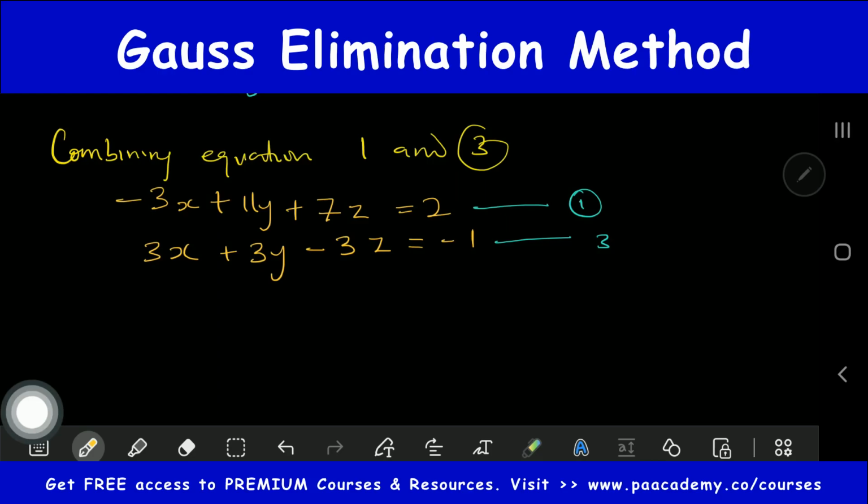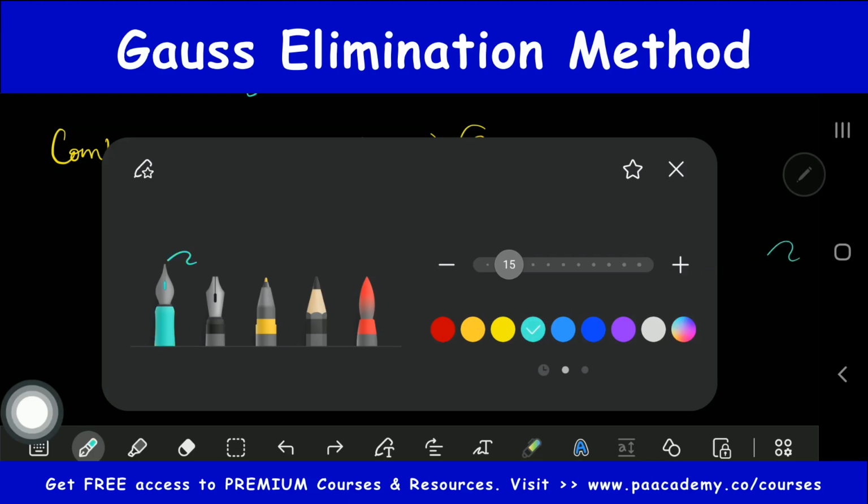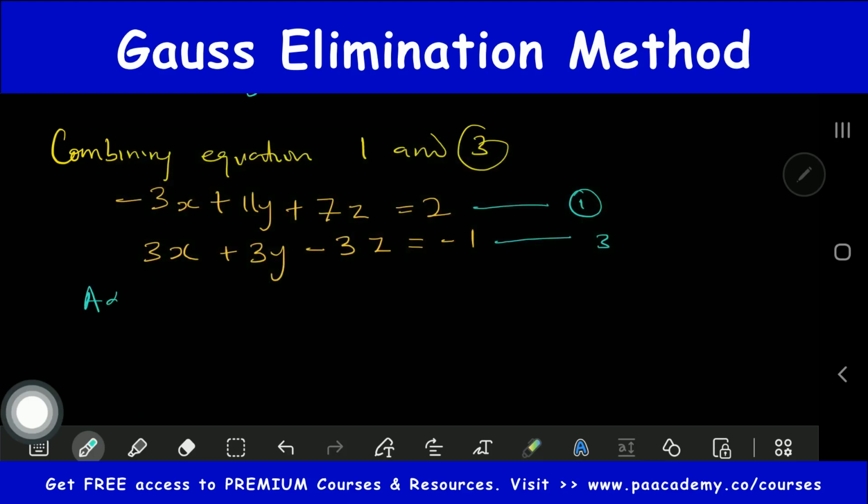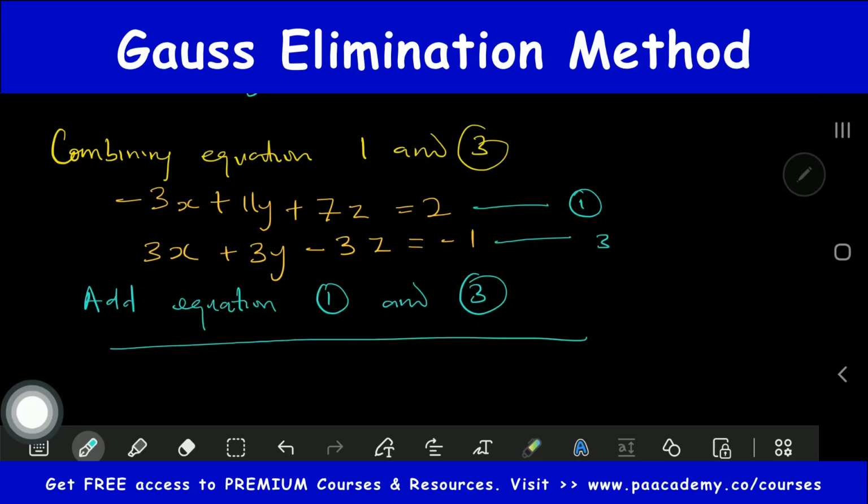Okay, so in this case now, what we are going to do is we are going to add. So let me just write it here, that's add. Okay, let me use a different color. So let me write it here, that's add equation 1 and 3. All right, so remember in the previous one we did subtract, so now we are adding, and the reason why we are adding is because by the time we add this up, okay, so I don't want to rewrite the equation again, so let me just put it here like this.